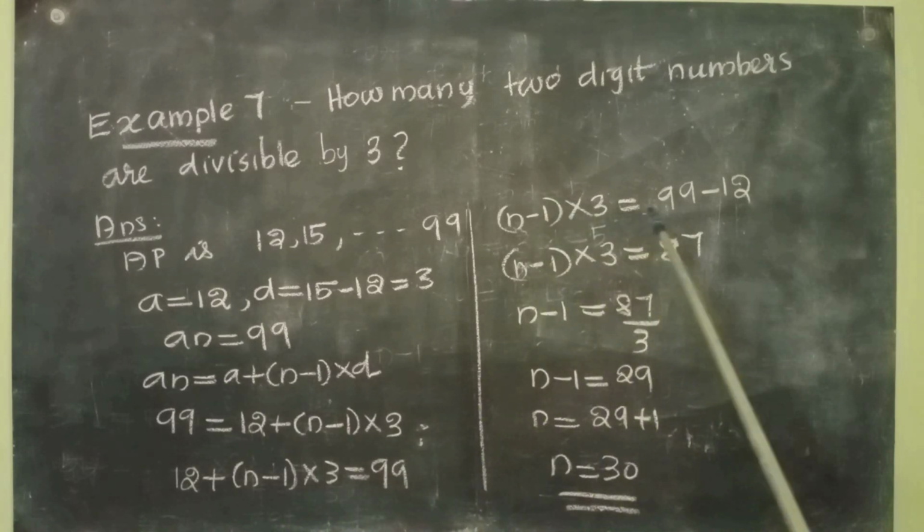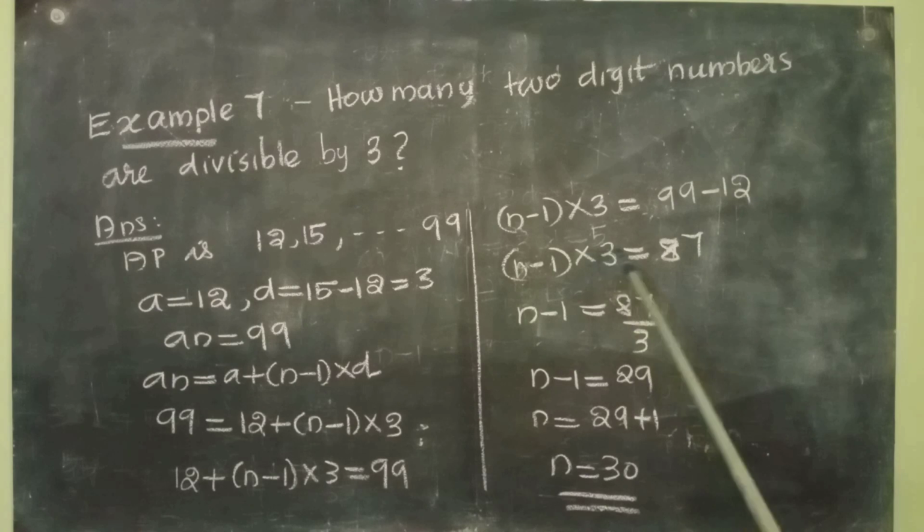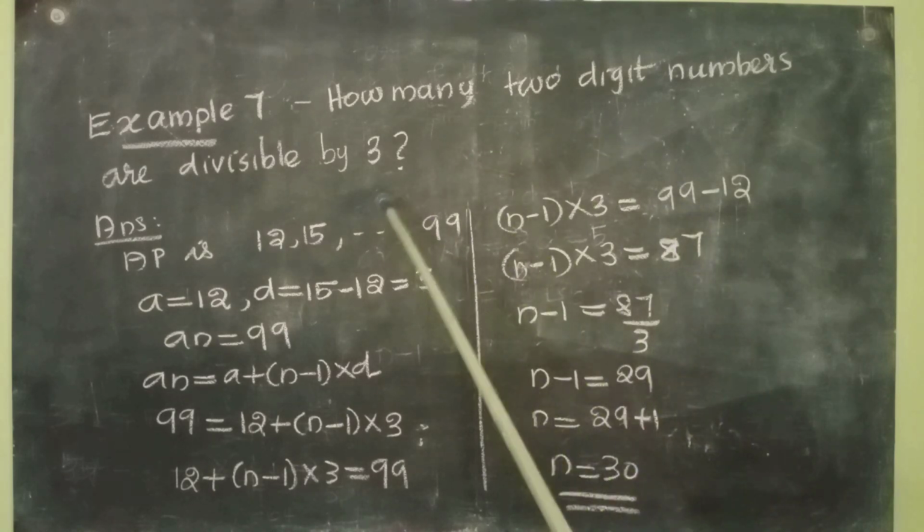N minus 1 into 3 equal to 99 minus 12. N minus 1 into 3 equal to 87. N minus 1 equal to 87 by 3. N minus 1 equal to 29. N equal to 29 plus 1. That is N equal to 30. So there are 30 2-digit numbers divisible by 3.